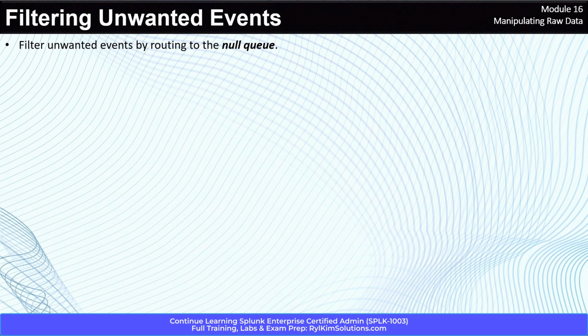So in order to do that, you have to route these events to what we call the null queue. And again, you see here that discarded events do not count against the daily license quota. So that is a very important point to note. So how do you do that now?